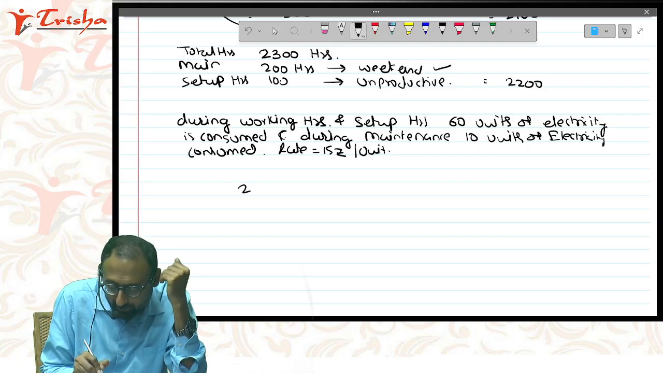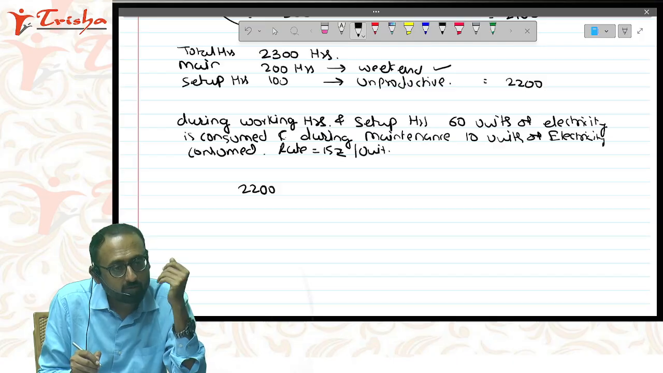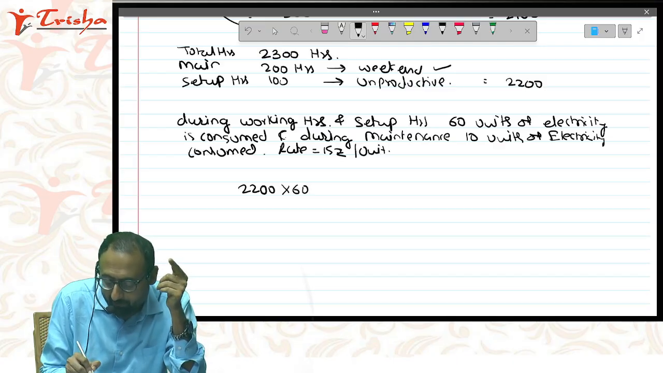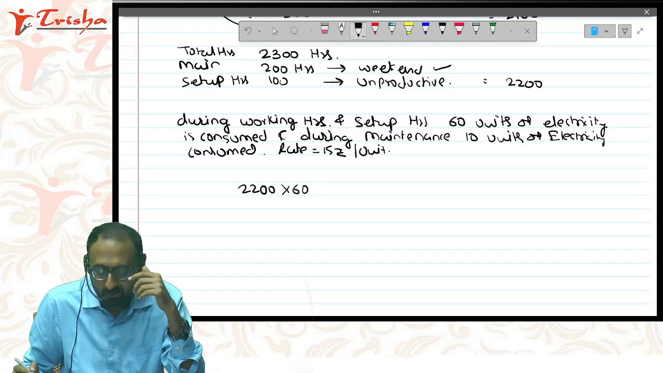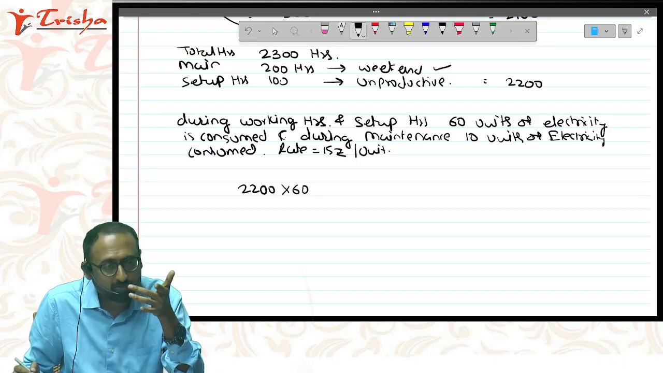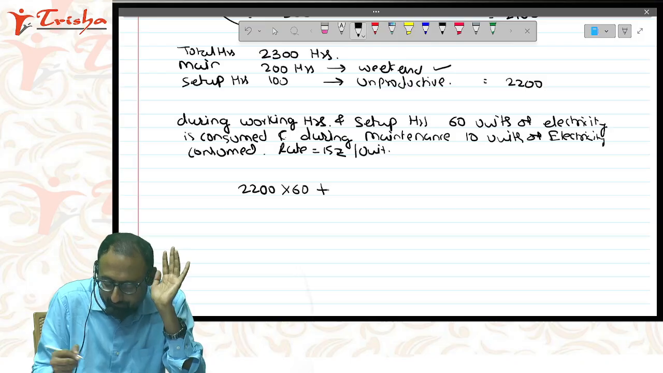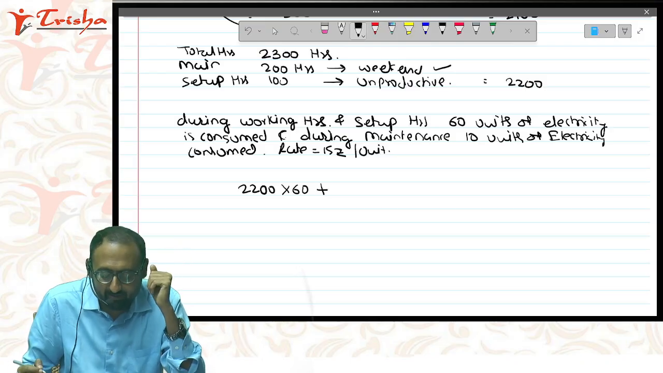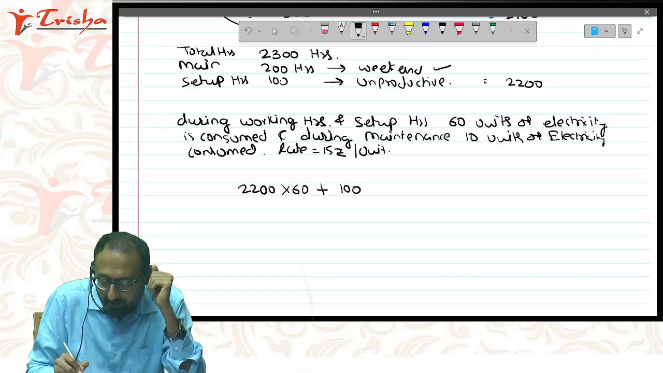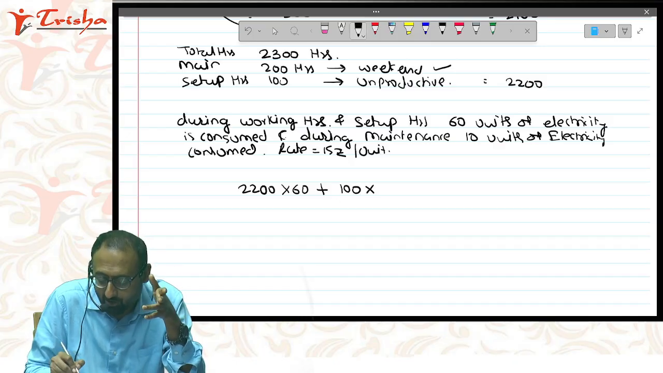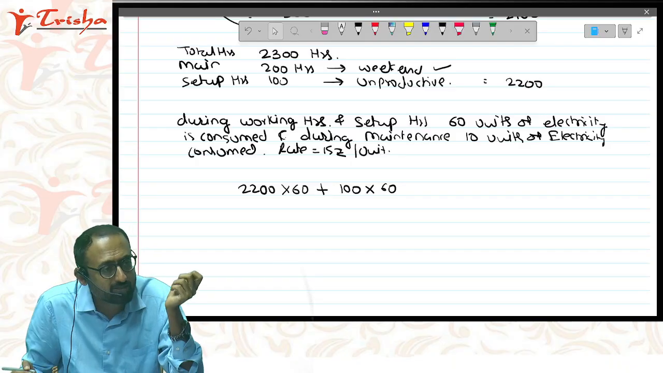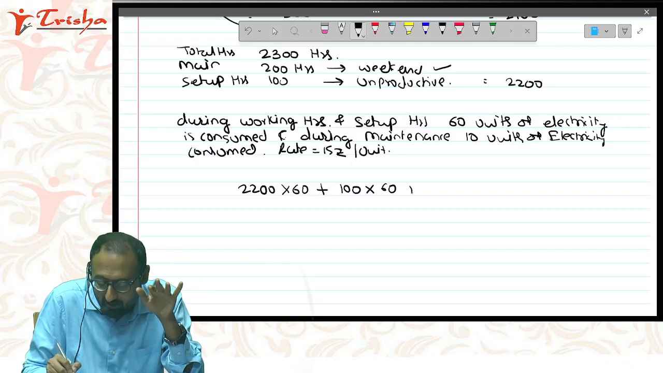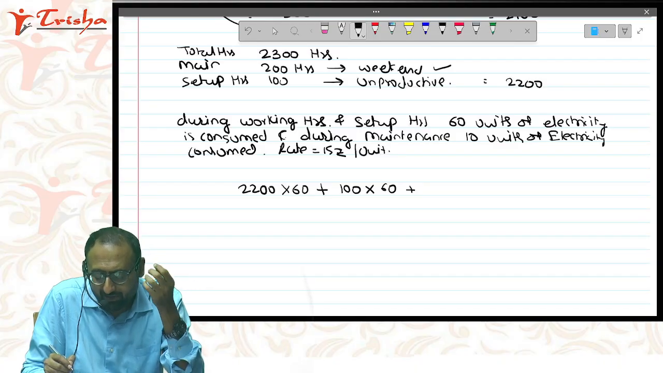Is it 2200 hours? Multiplied by 60. Why multiplied by 60? Sarji, during the working hours, 60 units of electricity are consumed. Plus, how many setup hours are there? Sarji, 100. During the setup hours also, how much electricity is consumed? Is it 60 units? Plus, during the maintenance also, electricity is consumed.